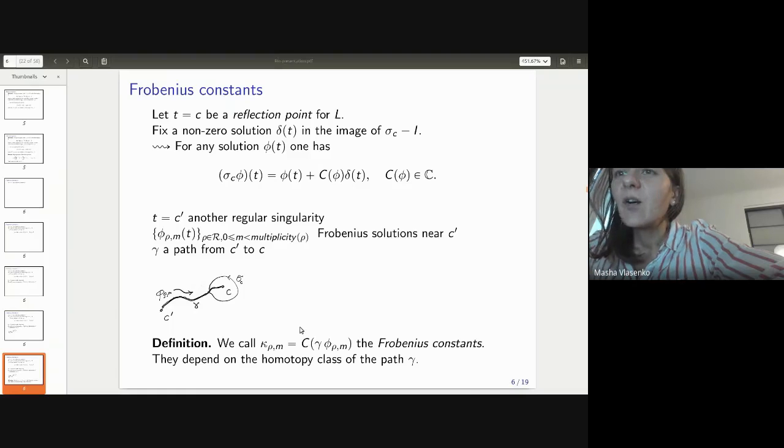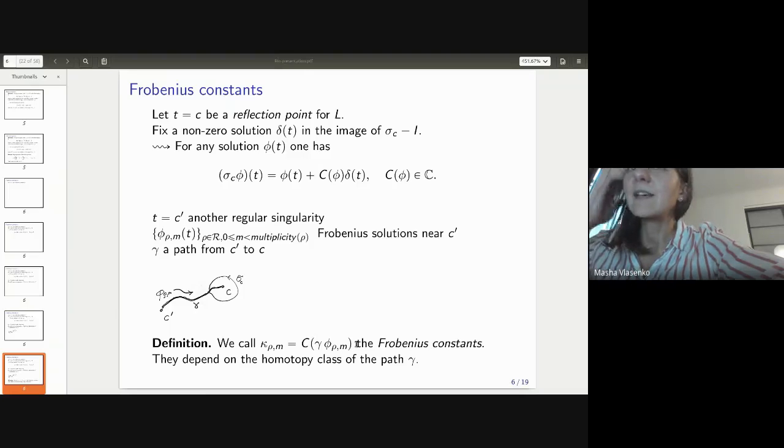But also, it depends on the scaling of delta here. If I change delta by a constant, then all my Frobenius constants will be multiplied by this constant, right? So it's a vector in the projective space, I would say. So we have a tuple of numbers, and they are well defined up to simultaneous rescaling by a non-zero constant. Let's look at these numbers in some examples.